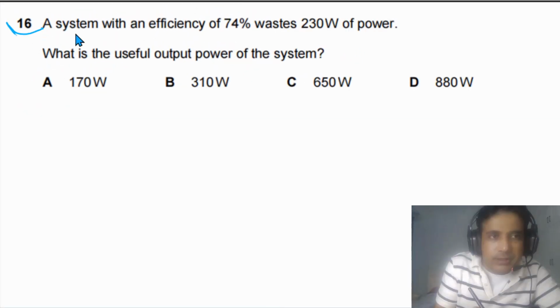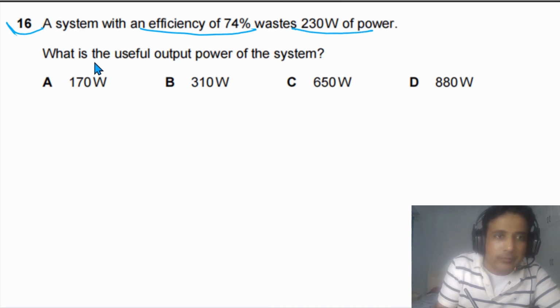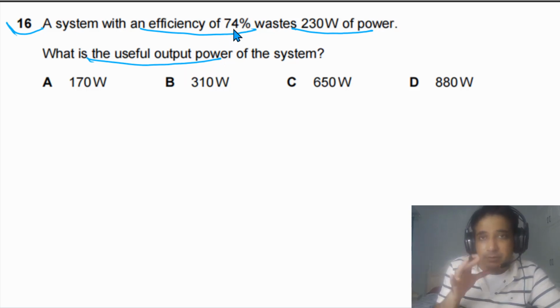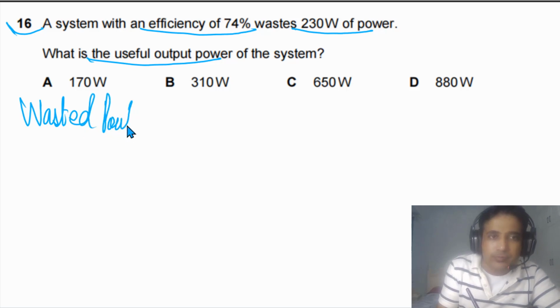Question number 16 says, a system with an efficiency of 74% wastes 230 watts of power. What is the useful output power of the system? The efficiency of the system is given to us, equal to 74%. It simply means that the wasted output power, we can write down as wasted P out.